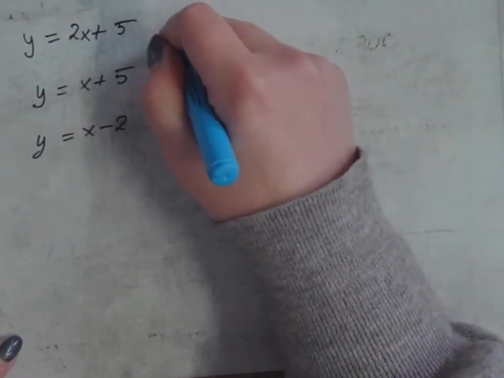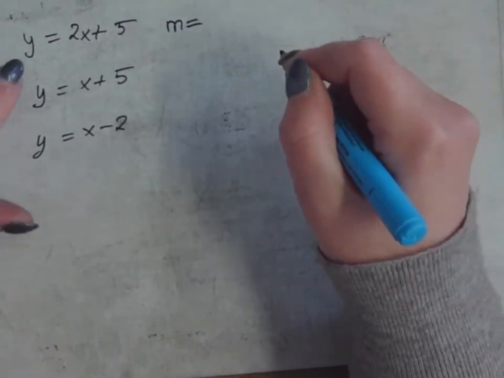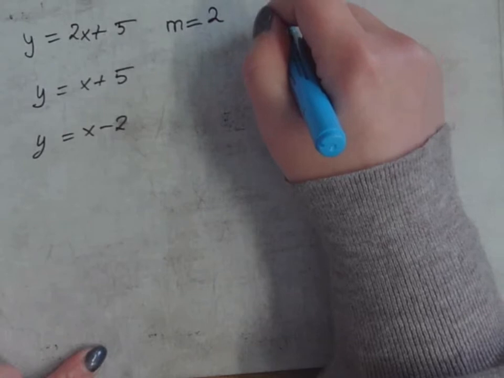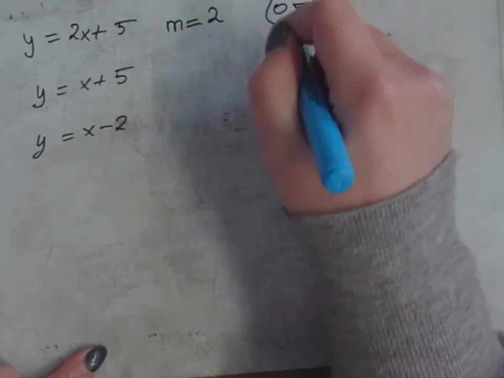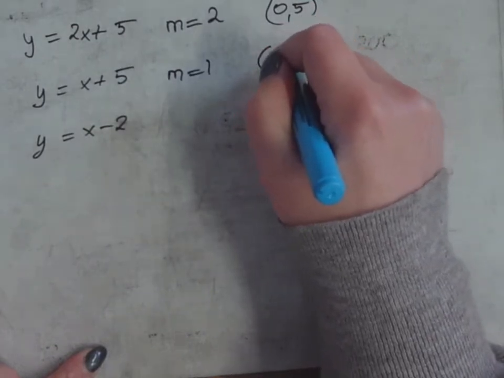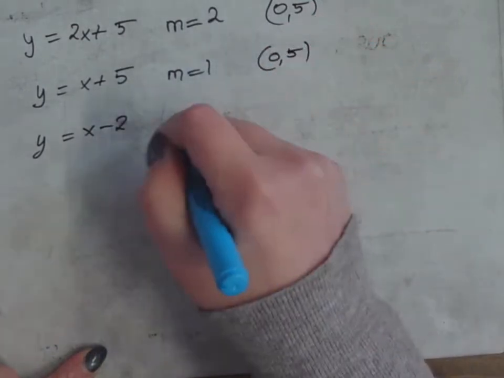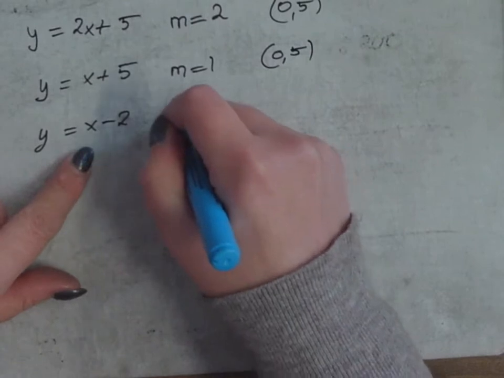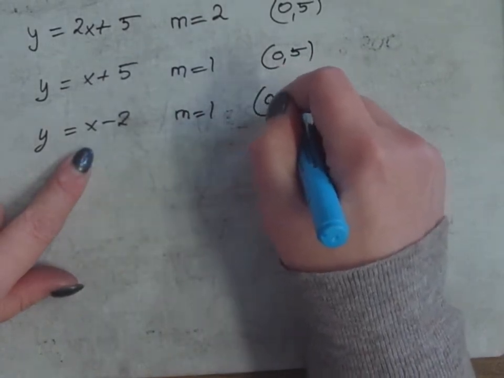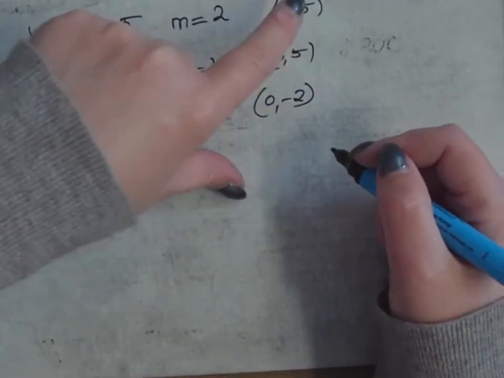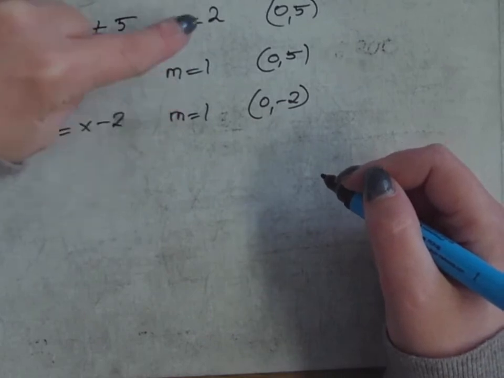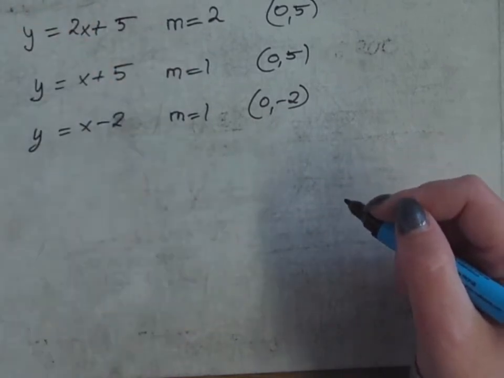The slope of this is what? What's the slope of that line? 2. What's the y-intercept? 0.5. What's the slope of this line? 1. What's the y-intercept? 0.5 again, isn't it? Right. What's the slope of this line? 1. And what's the y-intercept? 0, minus 2. So this line goes through 0.5. This line also goes through 0.5, but it's not as steep, sure it's not? Right, and this line goes through 0, minus 2.